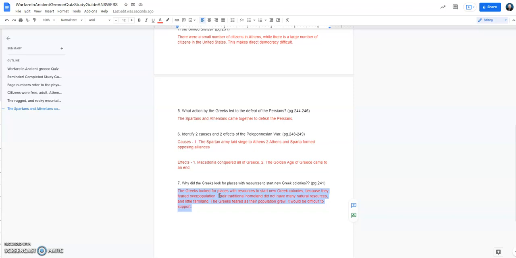So if Greece kept growing and if their population kept growing, they were going to run out of resources, and they knew that because they just didn't have enough. So what the Greeks did was, fearing this overpopulation, fearing this tipping point where they would have too many people for the amount of resources they were able to obtain, the Greeks looked elsewhere. They looked to start new colonies in different places where there were more resources, where they could support a larger population.